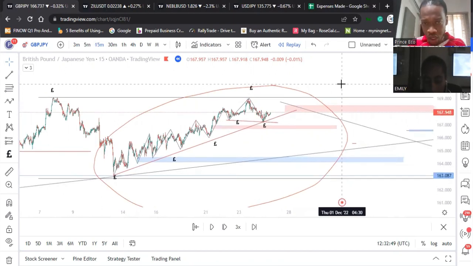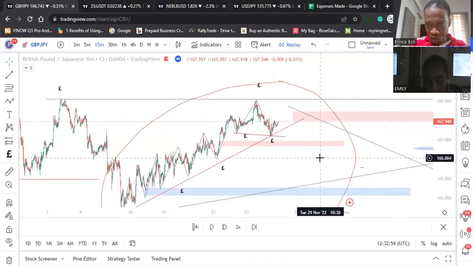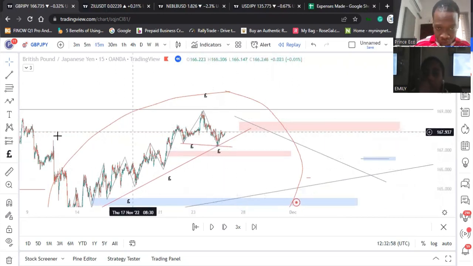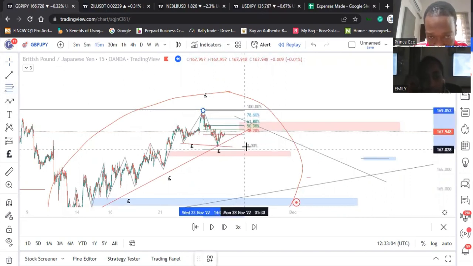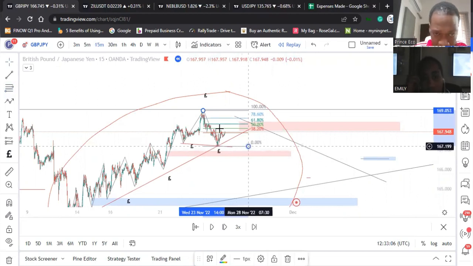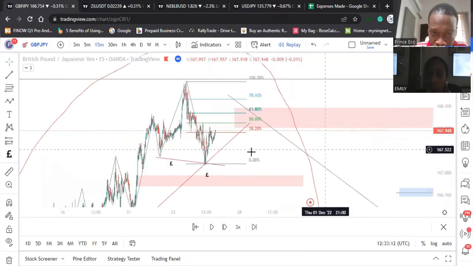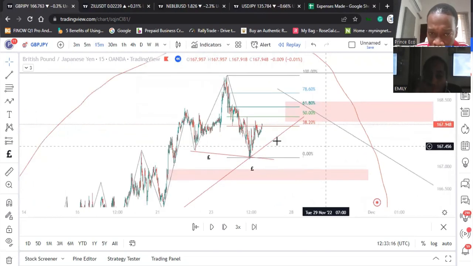Now, at this point, for me, I'll start looking for a possible sell. I'm tired of buying. For me, I'll start looking for a possible sell. Now we'll go with our fib from the top to this equal, the bottom. Now I'm looking for the market to come back to this zone, to this zone.